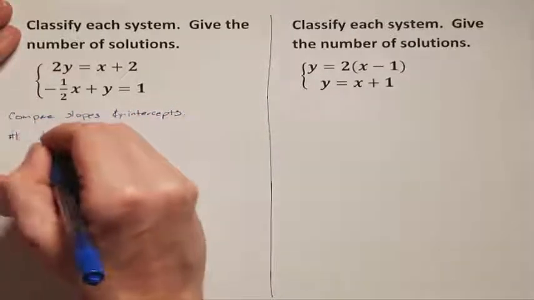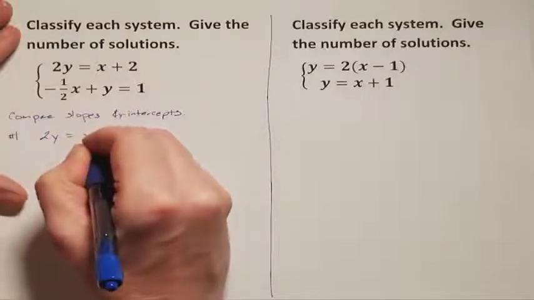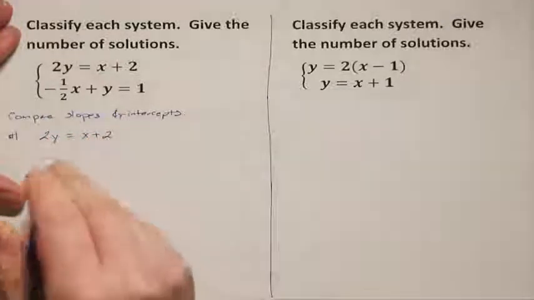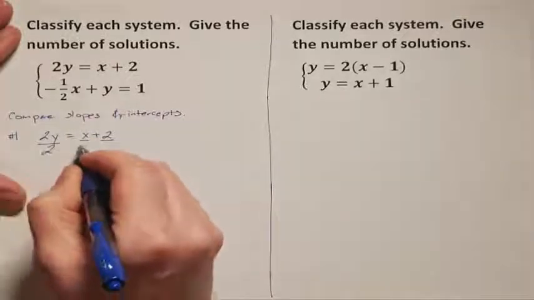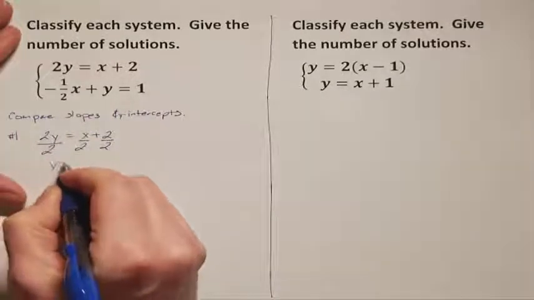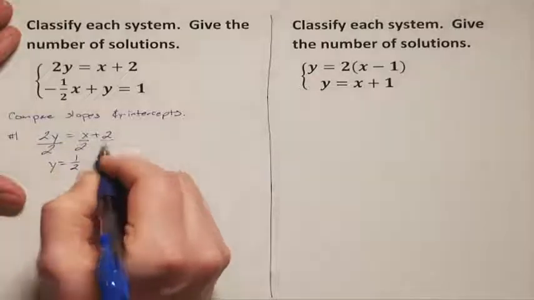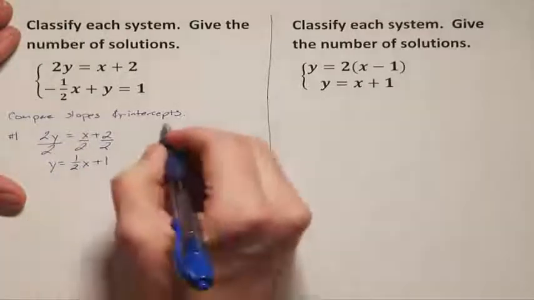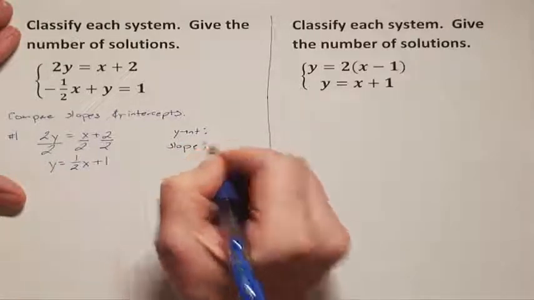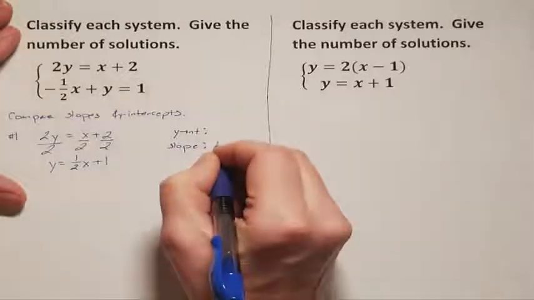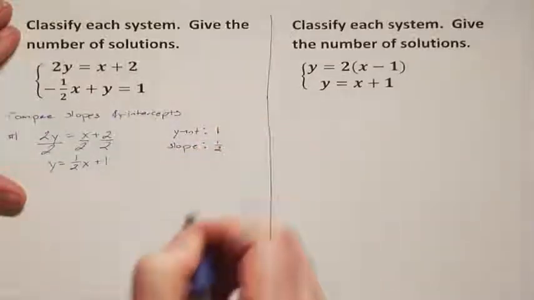So equation number 1 is 2y equals x plus 1. This is not y equals mx plus b, so I need to divide everything by 2. I get y equals 1/2 x plus 1. So I can identify my y-intercept and my slope. The slope is 1/2. My y-intercept is 1.